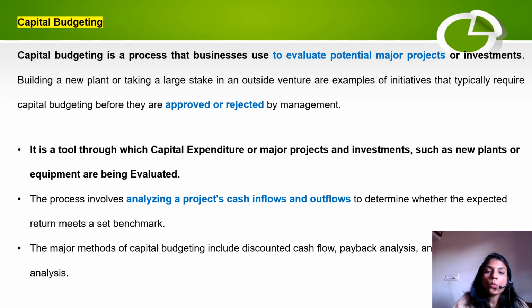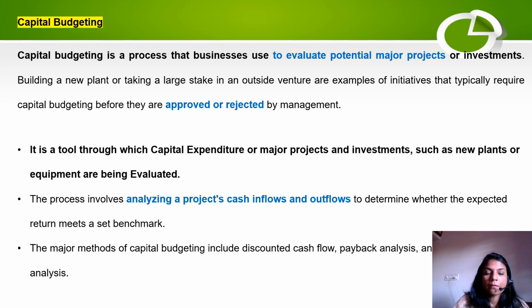It is a tool through which capital expenditure or major projects or investments such as new plants, equipment or machines are evaluated. The capital budgeting process involves analyzing a project's cash inflows and outflows. They will consider what the cash inflows and cash outflows from that project or investment will be. Then, based on that, they can decide which project is beneficial for them. They will use an expected return, meaning a set benchmark.